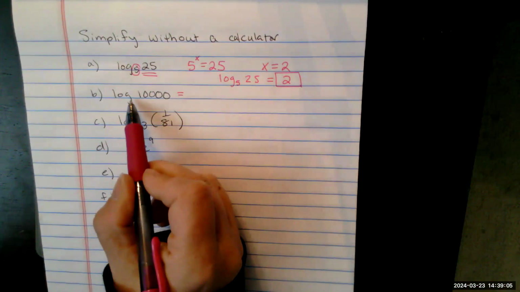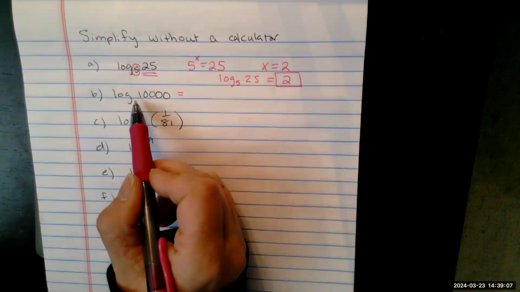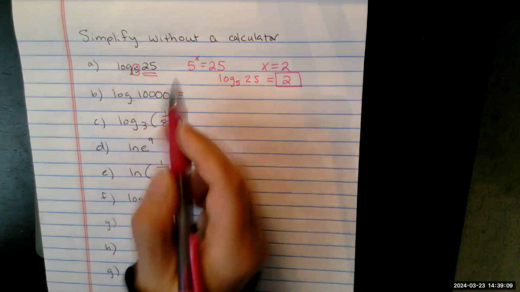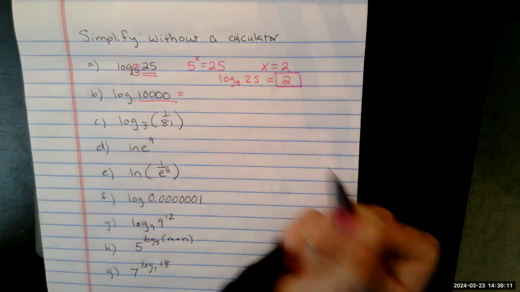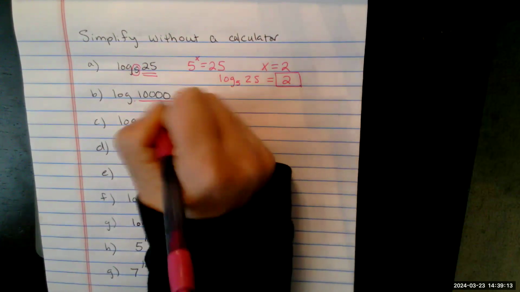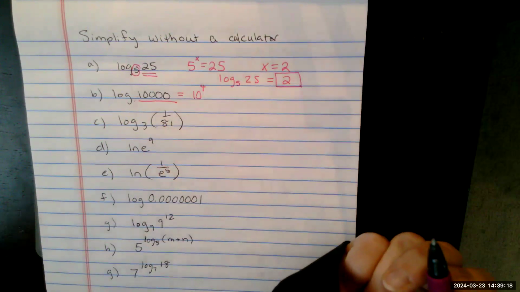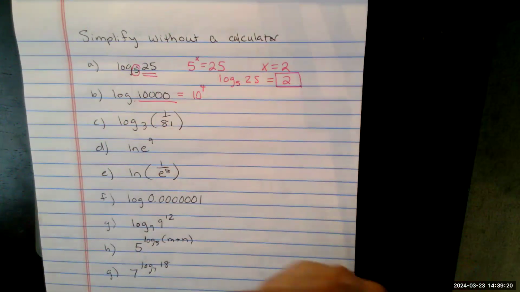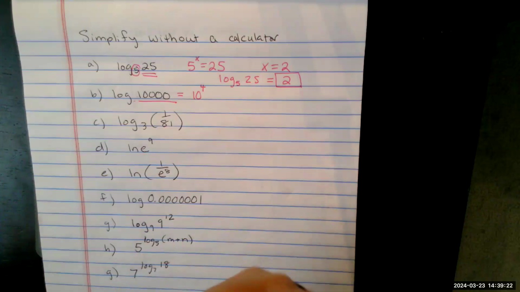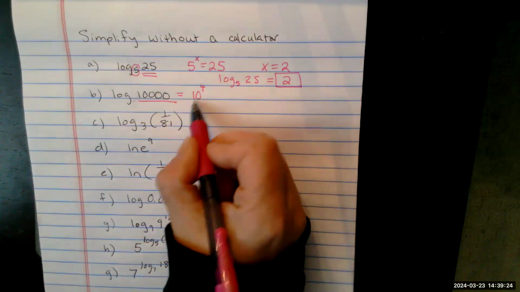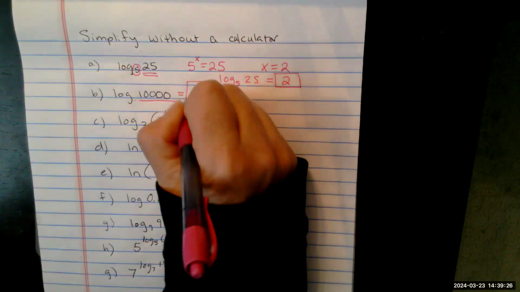So how about this one? Remember, this really means log base 10. So 10 to what power would get me to here? Well, with tens, it's nice because however many zeros there are is what you'd need, right? 10 to the second is 100, which is 2 zeros. 10 to the third is 1,000, which is 3 zeros. So 10 to the fourth is 10,000.